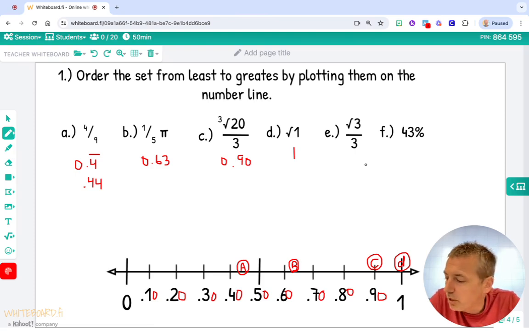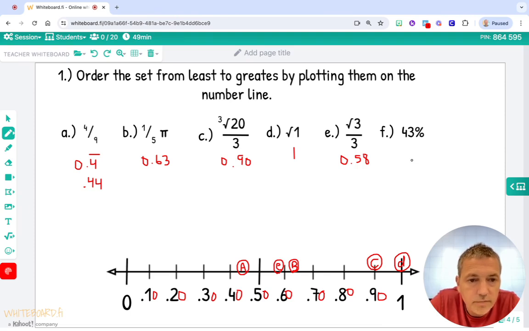The cube root of 3 divided by 3. So again, I'm going to get a long decimal, an irrational number, but if I rounded it, I would get about 0.58. So 0.58 is going to be between 0.50 and 0.60, but almost to 0.60, right? So like somewhere in this section.